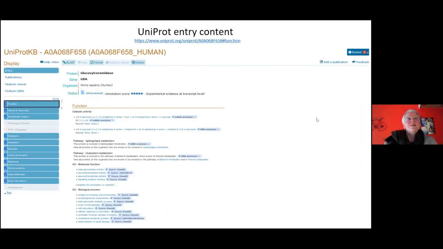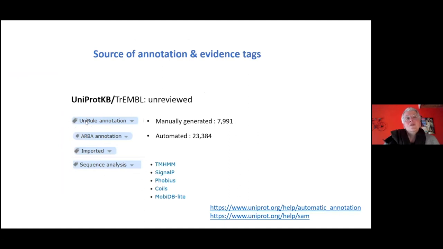And the functional annotation. This is exactly the same gene as the one we've seen previously in Swiss-Prot, but in TrEMBL. So you see you have the catalytic activity with the Rhea reactions here. You have also the GO molecular function. And you see that all the sources of information are also indicated. So in TrEMBL, the functional information comes from UniRule, which are rules manually generated by biocurators, or they are also annotated by automatically generated rules. So the ARBA annotation is done by rules which are automatically generated according to the content of the Swiss-Prot entry. So there is no review by the expert biocurator. Some of the information is imported from other databases or comes from a prediction, for example, prediction of transmembrane, signal peptide, coil, or disordered region.